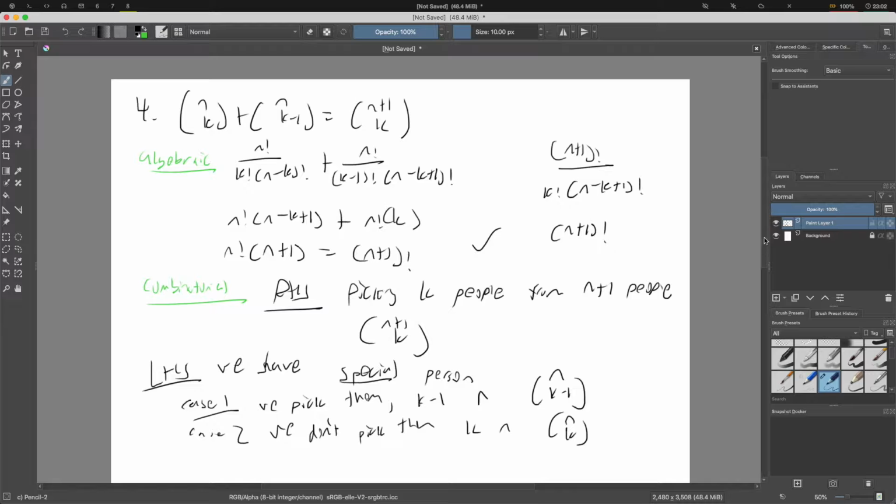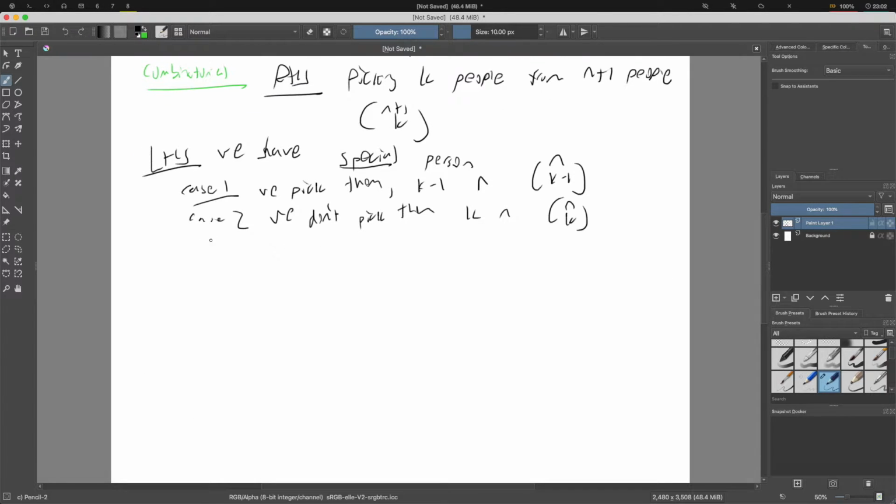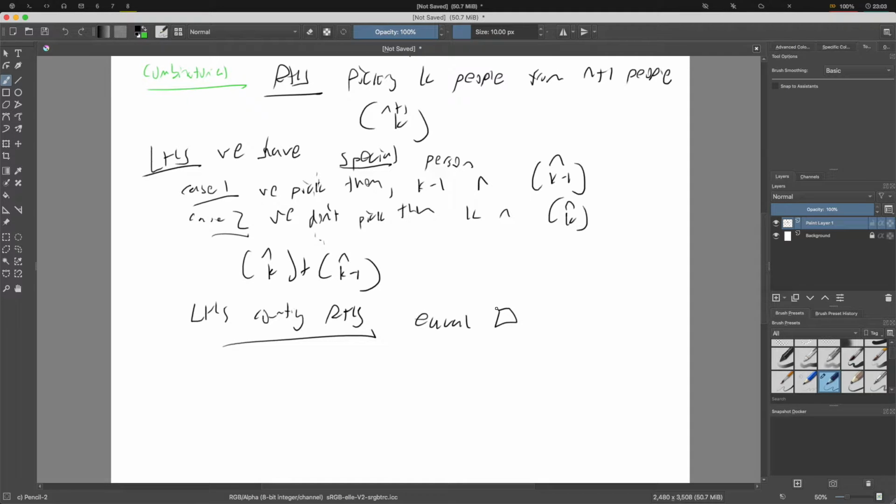Since these two situations are disjoint, they don't overlap, because either we pick the special person or we don't. There can't be a case that's in both of these scenarios. And it also covers all the cases, because either we pick them or we don't, right? So since they're disjoint and they cover the entire scenario, the total number of ways to pick is just going to be the addition of these. And since the LHS is counting the same thing as the right-hand side, that means they're equal. And that completes the proof.